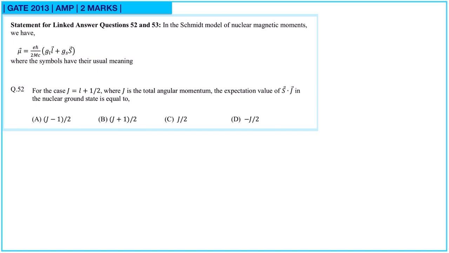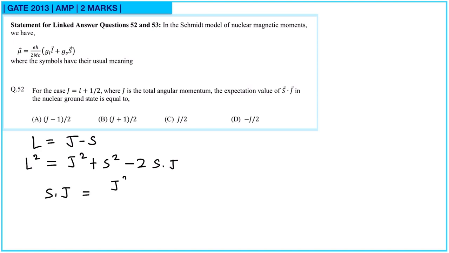Now we have to calculate S dot J. So we should write it in terms of S and J. So J is equal to L plus S, so we can write L is equal to J minus S. Taking magnitude, L square is (J minus S) into (J minus S), so this will be J square plus S square minus 2 S dot J. So from here S dot J will be equal to J square plus S square minus L square upon 2, where we have to consider the minus sign.